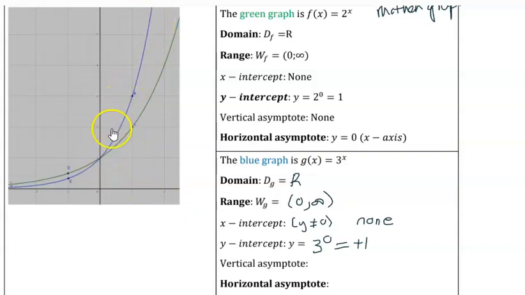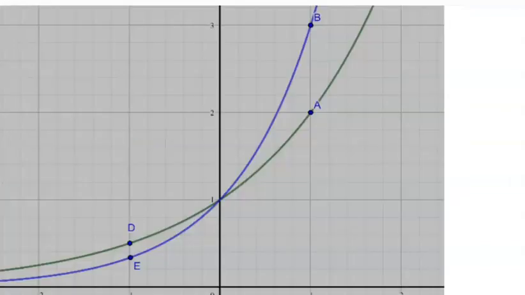You see there's the blue graph, and again no vertical asymptote, but the horizontal asymptote is exactly the same as before. That is the line y equal to 0 or the x-axis. What I want you to notice here is this. Both y equal to 2 to the x and y equal to 3 to the x have a y-intercept of 1 at x equal to 0.